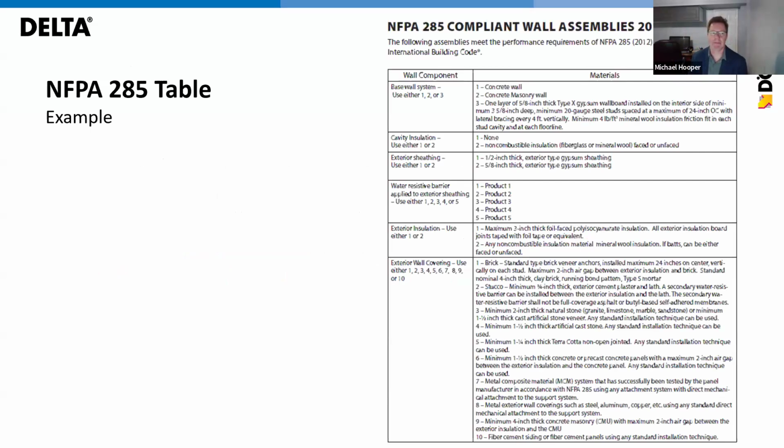So here's an example of the NFPA 285 table. And you'll see here, as we discussed, what is the base wall system. So it would be tested at steel stud wall with 5/8 inch type X gypsum. So you can substitute in your masonry wall, your concrete wall without a problem. What's your insulation? 1 or 2. What's your exterior sheathing? What's your water resistive barrier? And it will have a list of all the acceptable products that you can use. What's your exterior insulation? These are your choices. You have to be able to pick from that table. And then what's the exterior covering? And then it will list a whole assortment of various wall accessories.